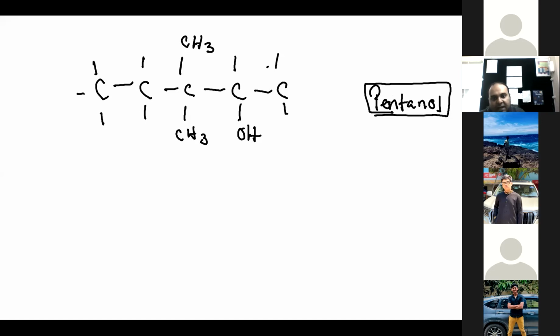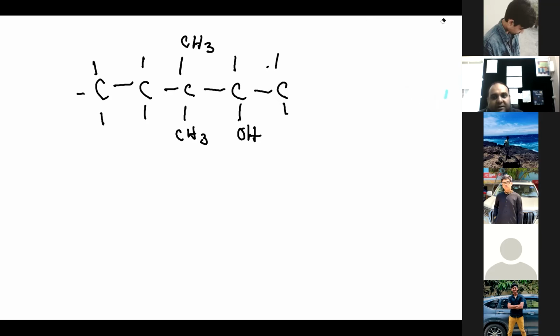Now, where do we start numbering from? This is the question. Left hand side or right hand side? The right hand side. Sir, why? The OH is closer to the right hand side. Very good. So OH is linked to the right, closest to the right carbon. So 1, 2. Then the name will be pentan-2-ol.